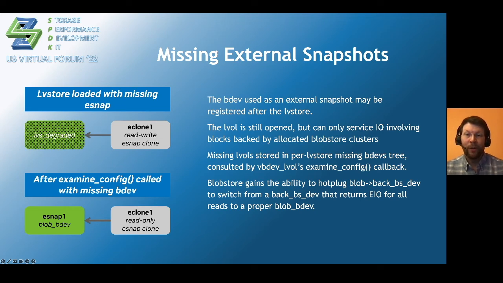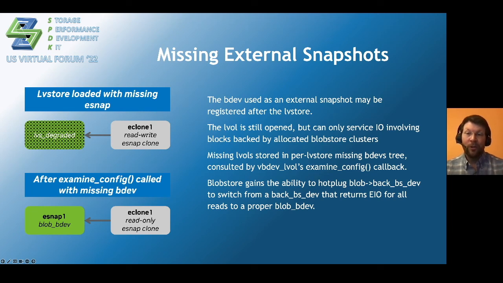As you may recall, as an esnap clone blob is being loaded, it calls lvs esnap dev create. If lvs esnap dev create cannot find the required bdev, it adds it to a per lvstore tree of missing bdevs. As new bdevs are registered, the vbdev lvol examine config callback checks each lvstore's missing bdevs tree to see if the newly registered bdev is needed by any lvols. If the bdev is needed, the examine config callback will take a read-only many claim on the bdev and trigger the required updates on the affected lvols. These updates create a new blob bdev and ask the blob to replace its back bsdev with this new blob bdev.